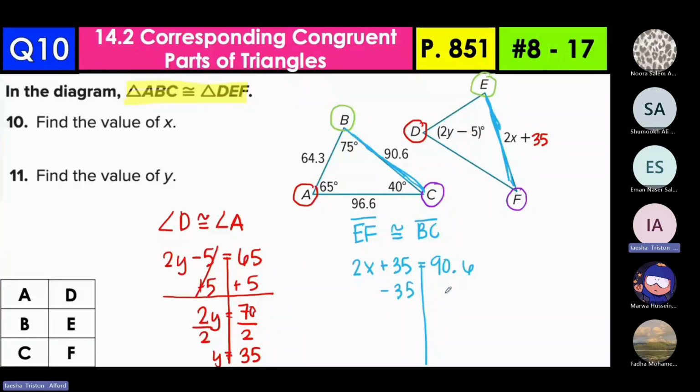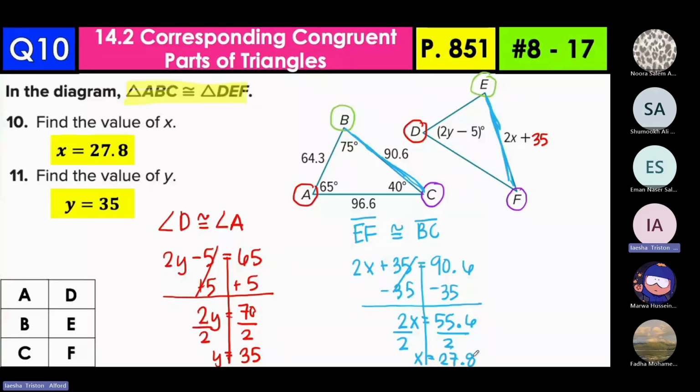Subtract 35 from both sides. I need help because I don't have the calculator. Do I have the answer? I have it. Okay. So 2x is equal to 55.6. Divide by 2, divide by 2. X is equal to 27.8. Done.